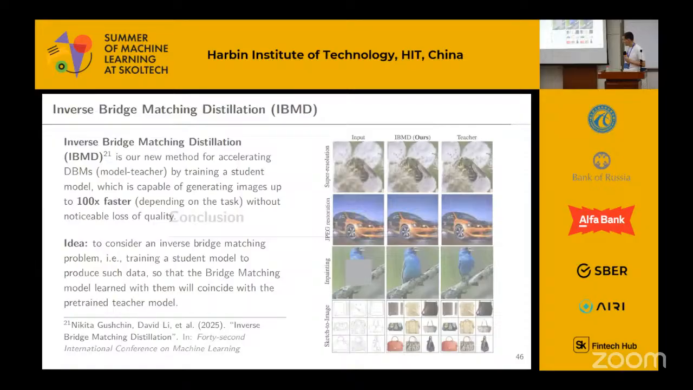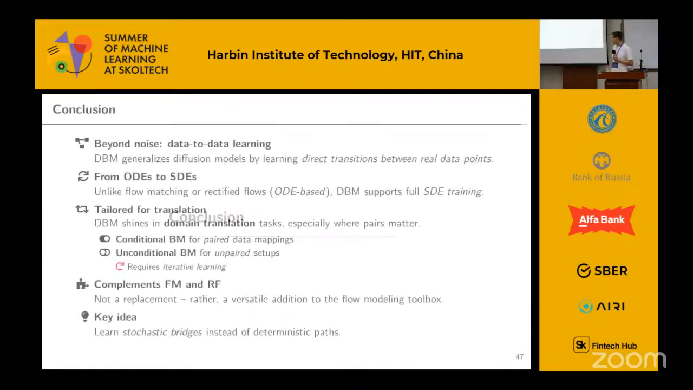Let's take a look here. And so to conclude, this is a quite complex extension of flow matching. It's related to diffusion models as well. It can be used in a conditional manner, in an unconditional manner. It can be applied to paired, supervised or unsupervised learning problems in many different ways.